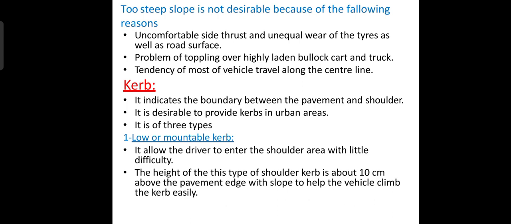Next comes the curb. It indicates the boundary between the pavement and the shoulder. It is desirable to provide curbs in urban areas. It is of three types. The first one is the low or mountable curb.